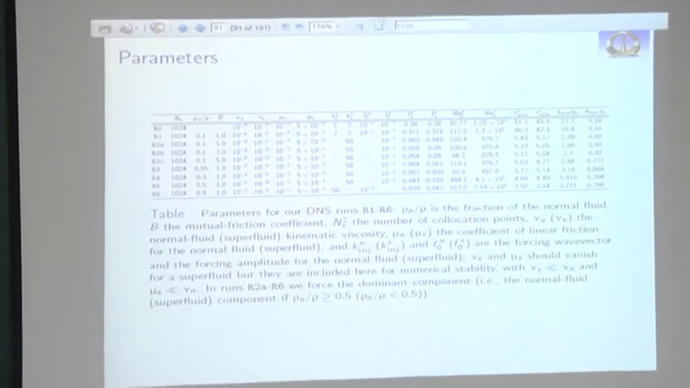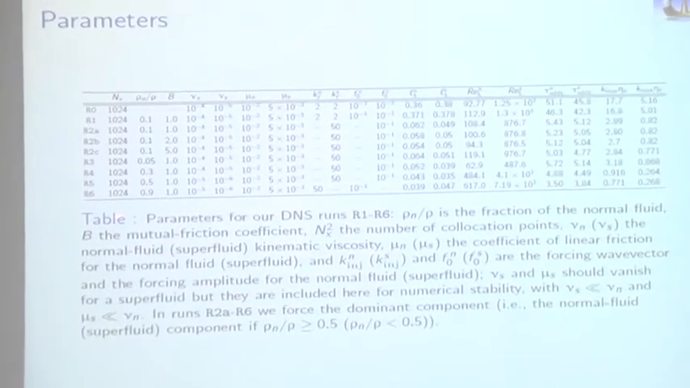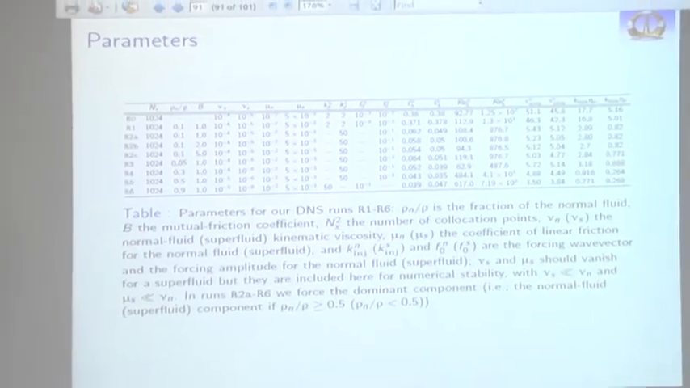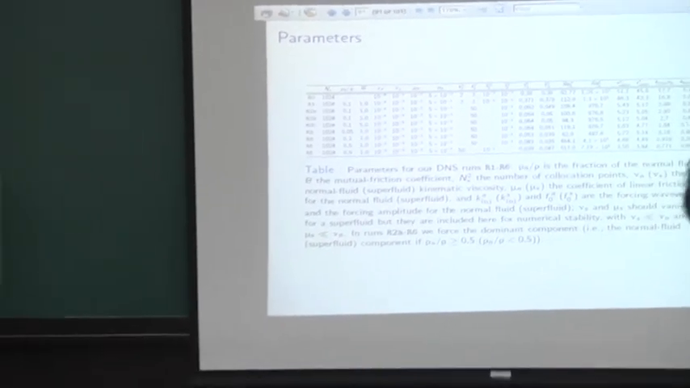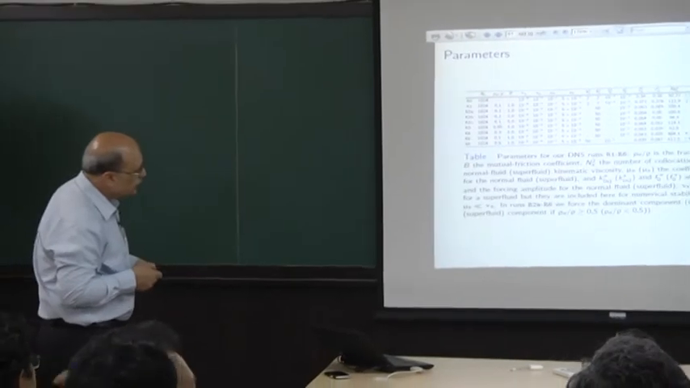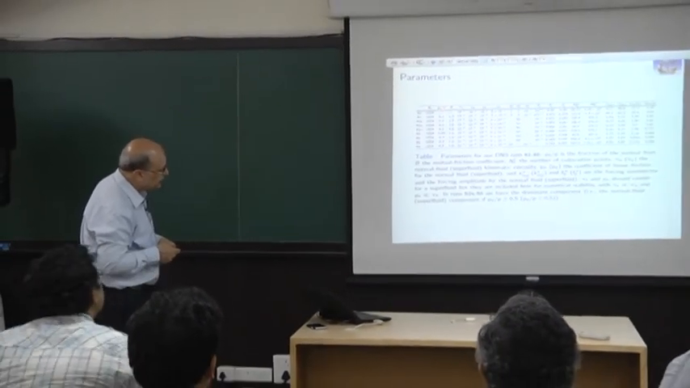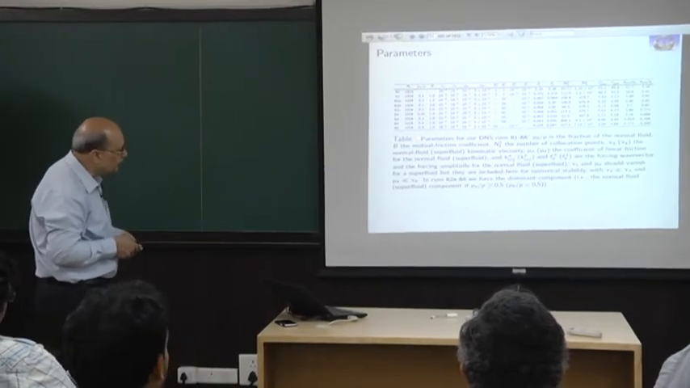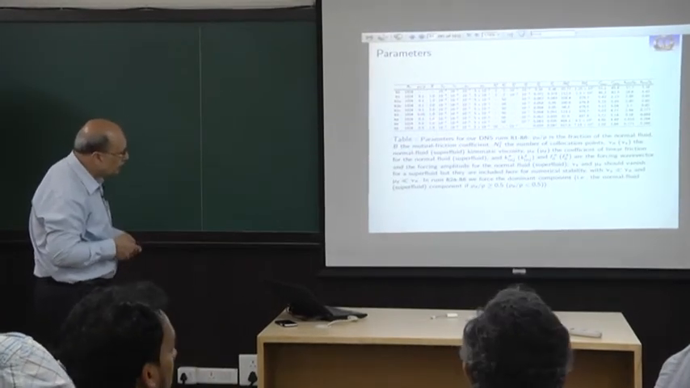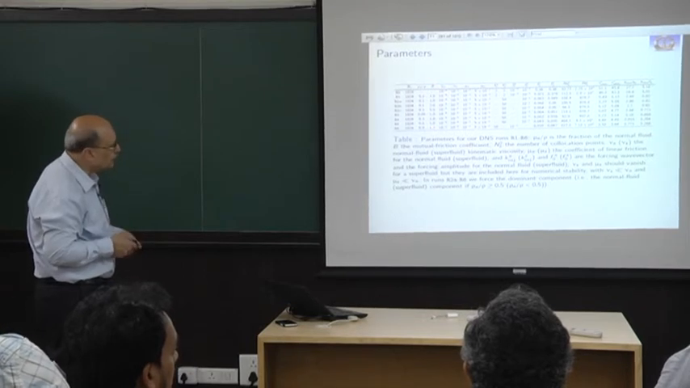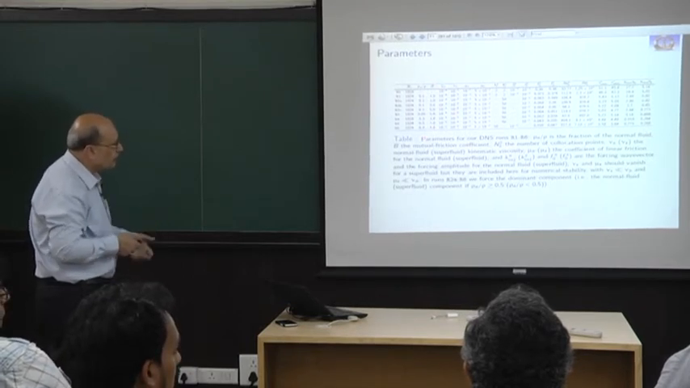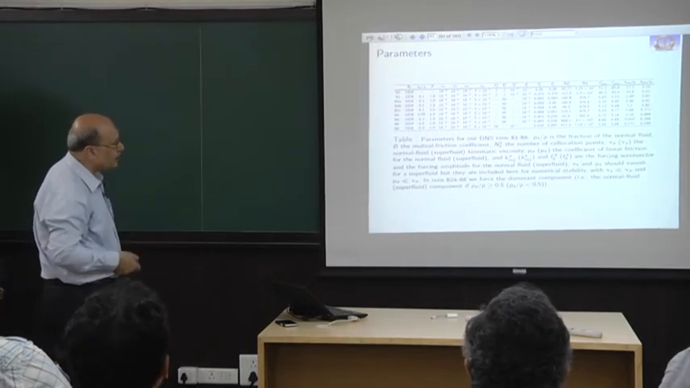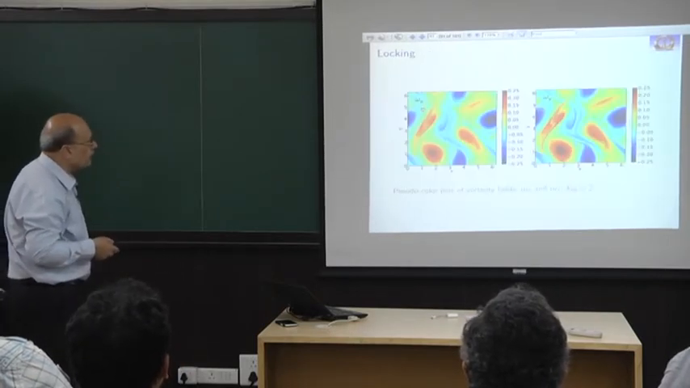So we've done many, many runs. Again, limited resolution because we want to explore a large region of parameter space. So what are the important parameters? There is the ratio of the normal fluid to the full density, rho n over rho. So that's this normal fluid fraction. That's one of the mutual friction coefficients. There are viscosities, injection scale, so on. You can calculate all standard quantities.